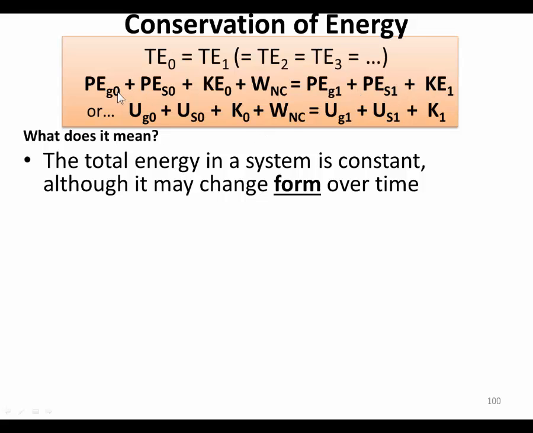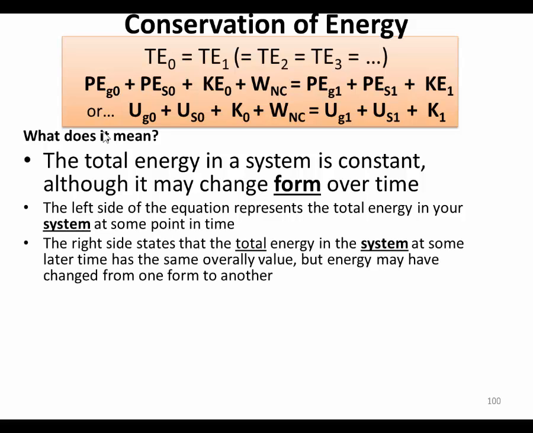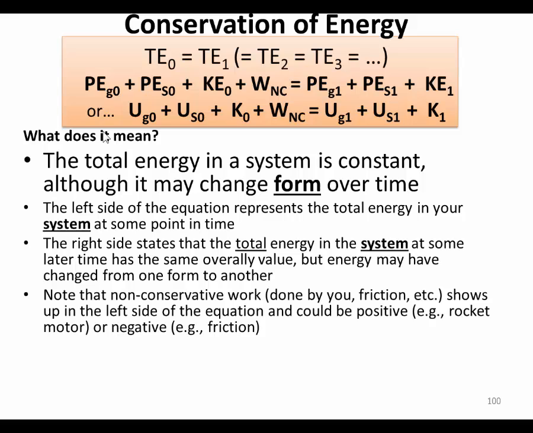And just remember, some books use a U for potential energy rather than a PE. So the left side of the equation represents the total energy of the system at some point in time, and the right side is the total energy at some other point in time, but perhaps those energies have different levels and have been changed from one form to another through the use of work.